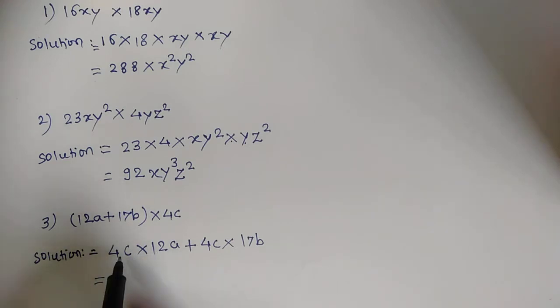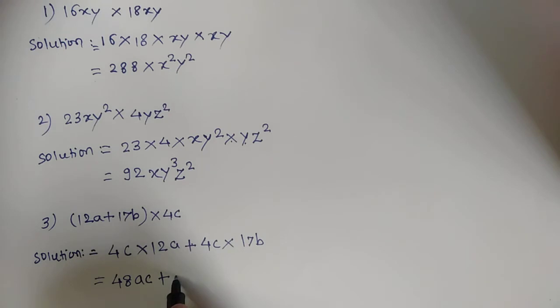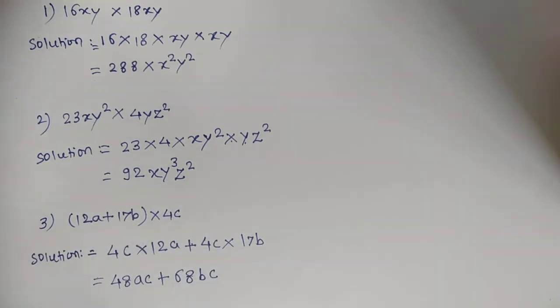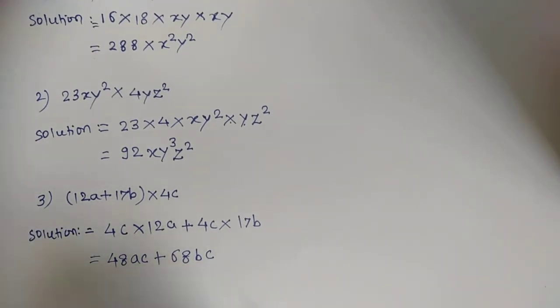Now take the multiplication of numeral parts. 12 4s are 48. A into c is ac, plus 17 4s are 68. B into c is bc. Very simple. This is the final answer because no like terms are here.